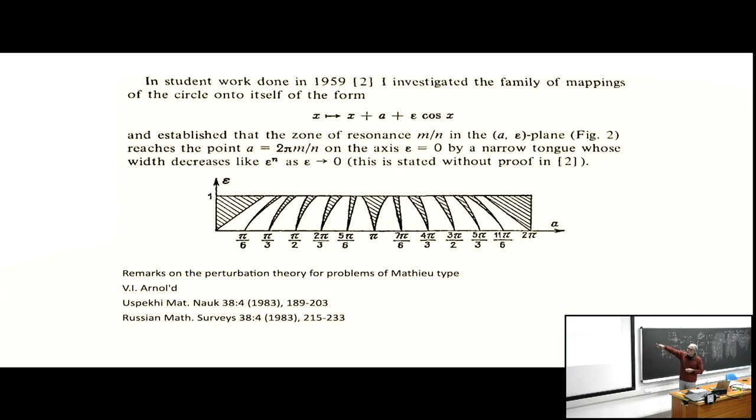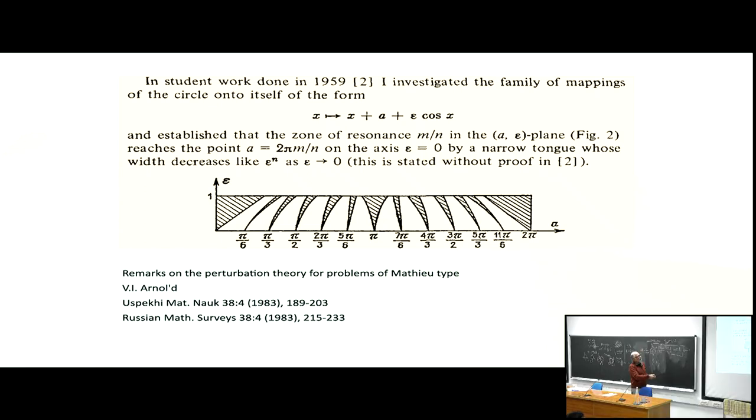Here he proves that the width of the tongue decreases as a power of the denominator. The point A is the same as R omega, without the 2 pi taken out. So A is 2 pi m by n, where n is the denominator, and the width of each tongue decreases as epsilon to the power n, epsilon being the coupling. That's why these first ones over here, 0 by 1 and 1 by 1, go down as exact straight lines. These are quadratic and cubic and so on, and these increasingly high powers mean that the zones are narrow.